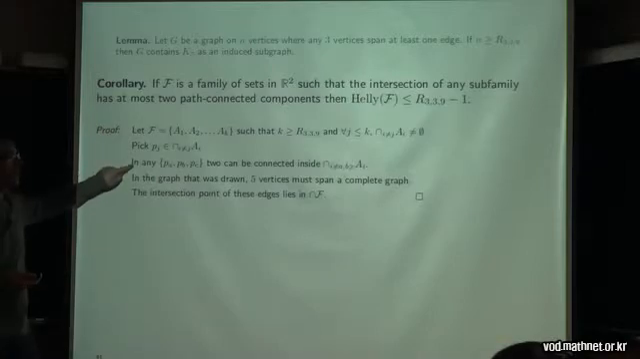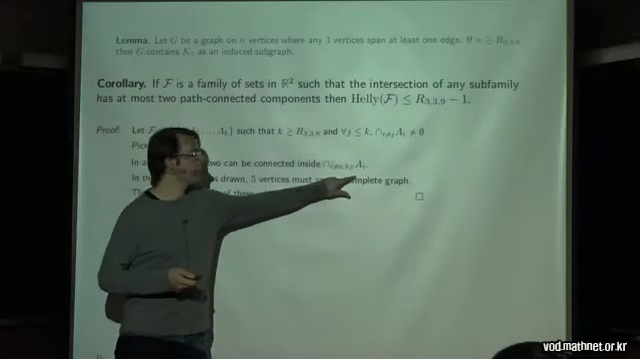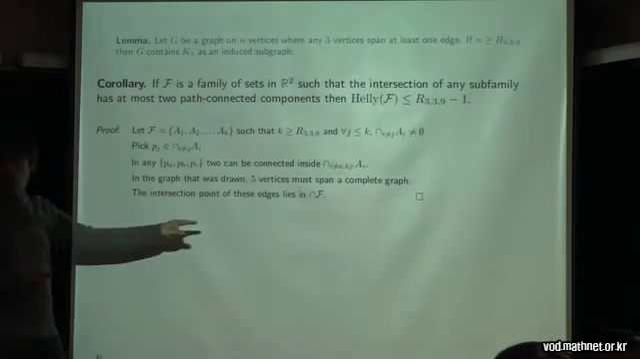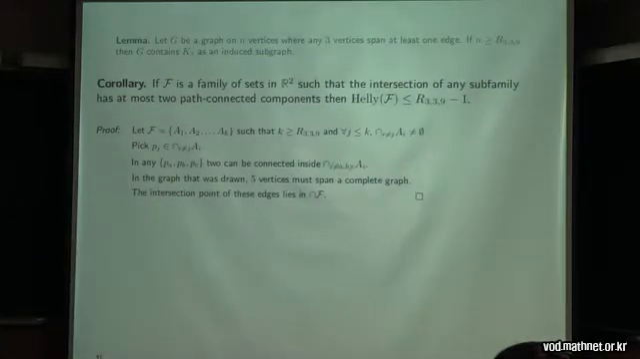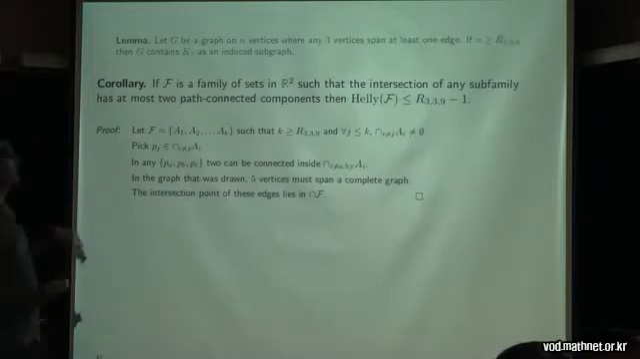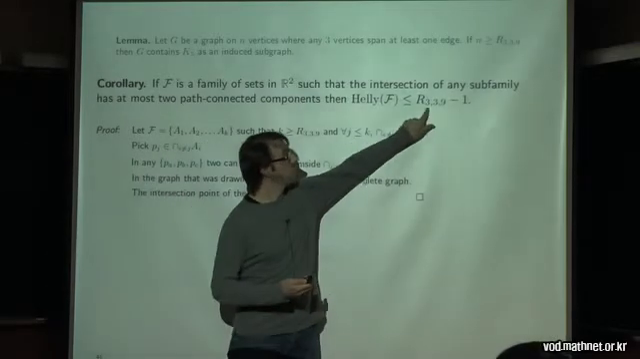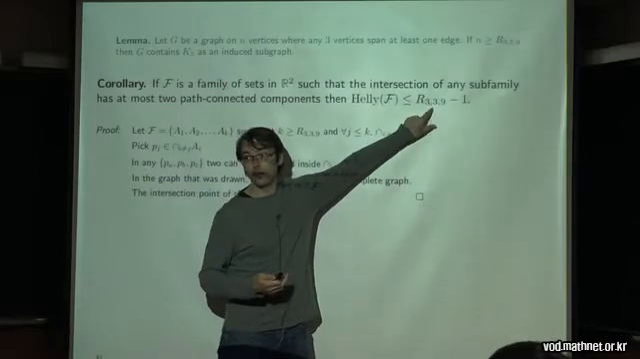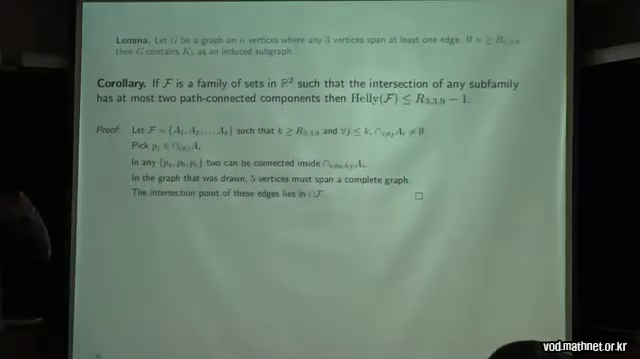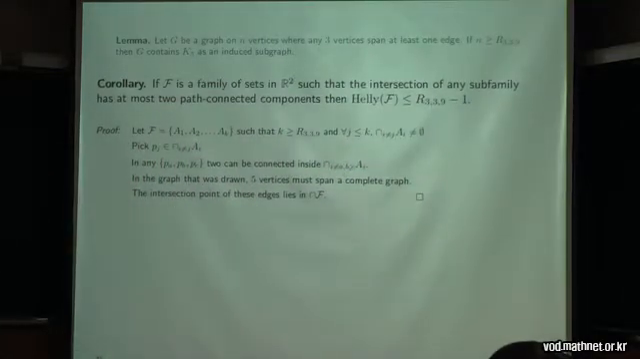Among any 3 points, 2 can be connected in the intersection of the other set. Okay, so I connect those. I just drew a graph which has the property that among any 3 vertices, there is some edge. So that means that if my graph has at least this many vertices, there will be a K5, so there will be 2 edges that cross. And that will tell me that the intersection is non-empty.